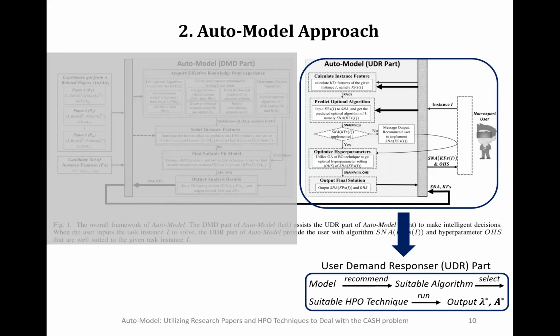After getting the decision-making model, we can use it to quickly recommend the most suitable algorithm A*, and then we select the most suitable HPO algorithm according to the complexity of the A*, and then we finally train the hyperparameters of A* and get a final result of this CASH problem.